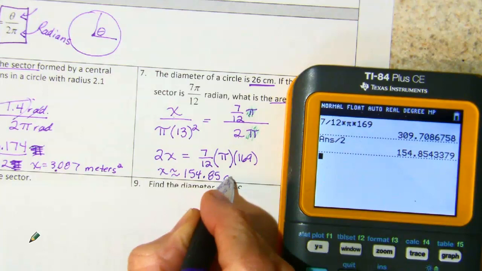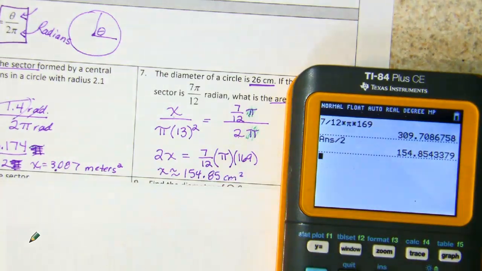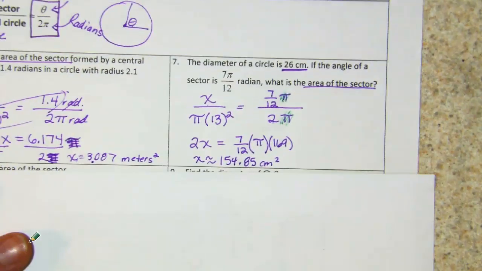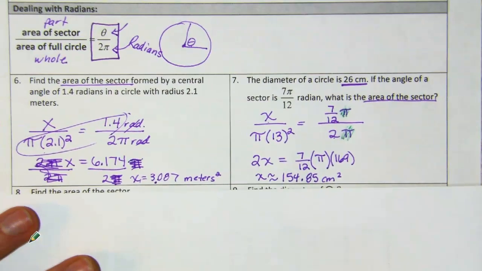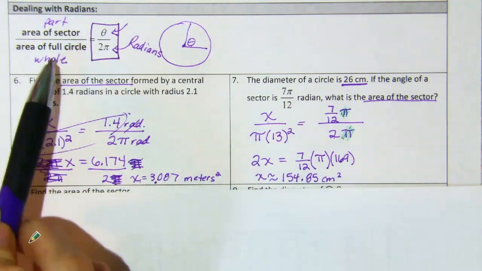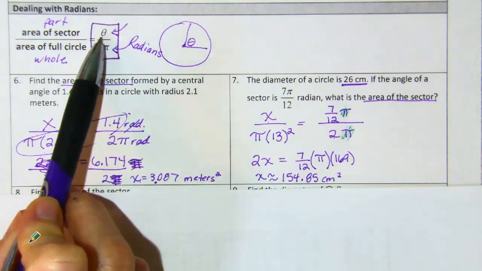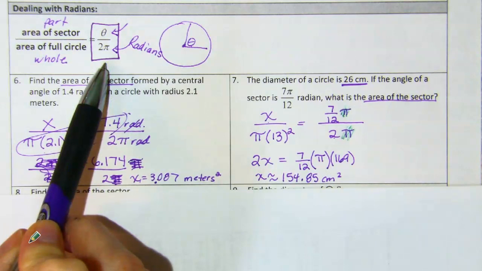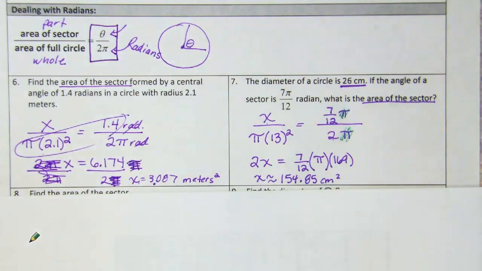Now, if you printed the notes out, you'll see that there's more problems on there, but I'm just going to go ahead and end the video there because you all get the hang of this. It is part of the area for the sector, the whole area, part degree or part radian over whole degree or whole radian. So that wraps up section 11.5.